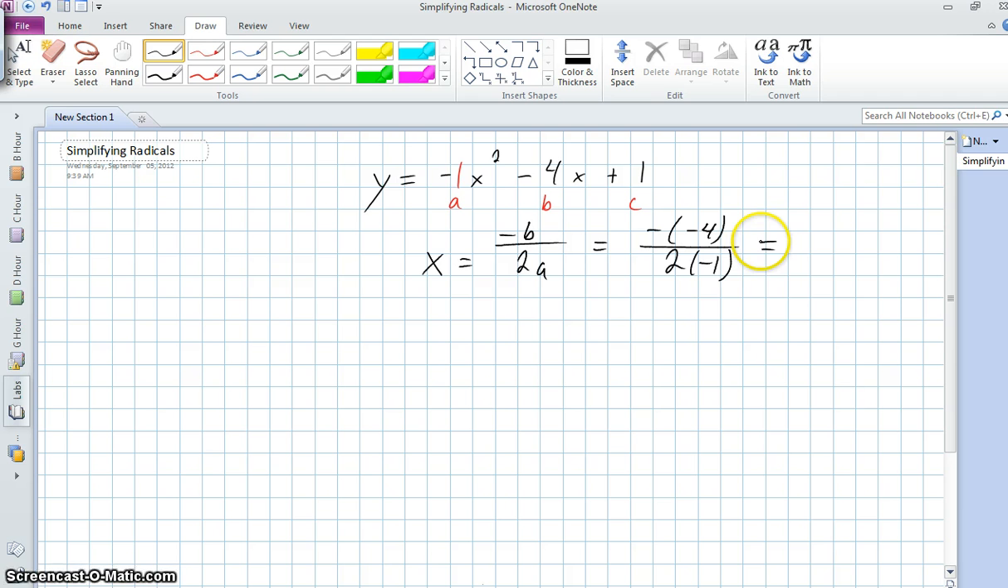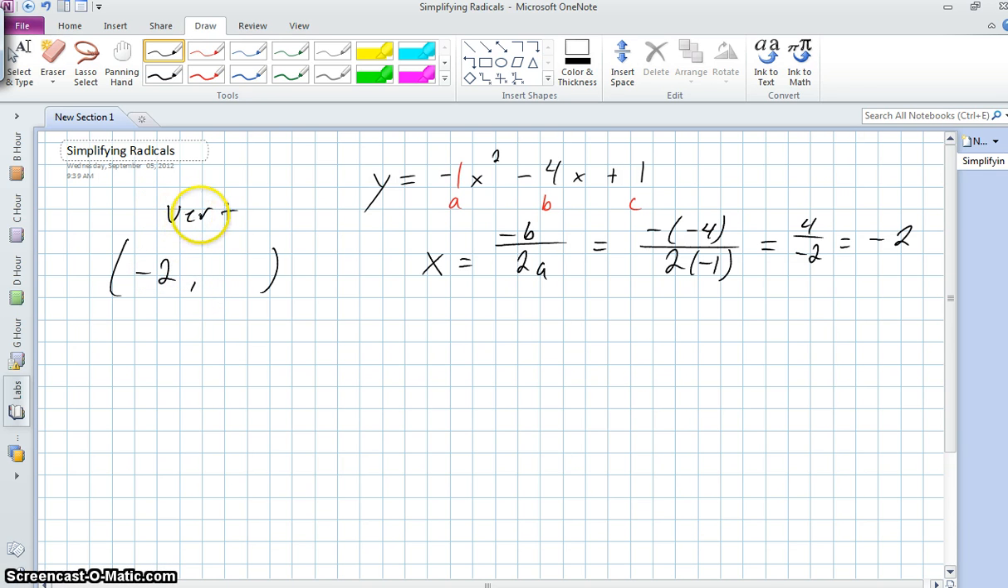Now if we do a little simplifying, 2 negatives make a positive 4. 2 times negative 1 is negative 2, and when you divide these, you get negative 2. What this gives us is simply the x of the vertex. That's all this little equation, negative b over 2a, gives you. So let's write that down: that's the x of the vertex. We don't have anything else from it, just the x of the vertex.